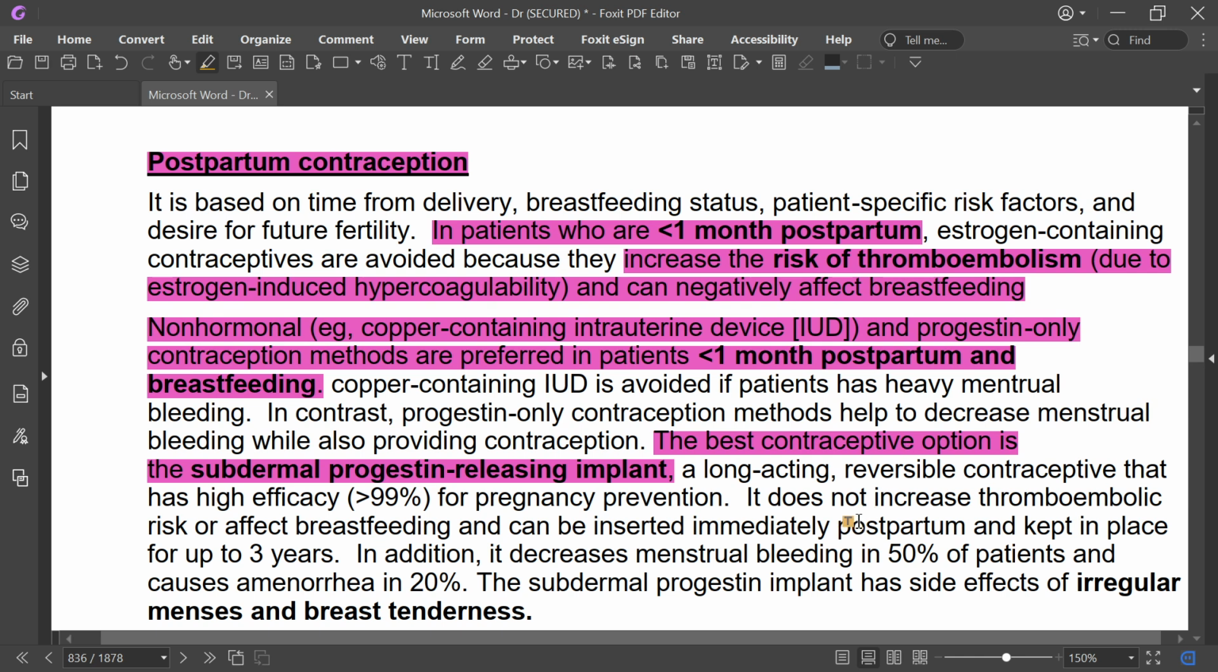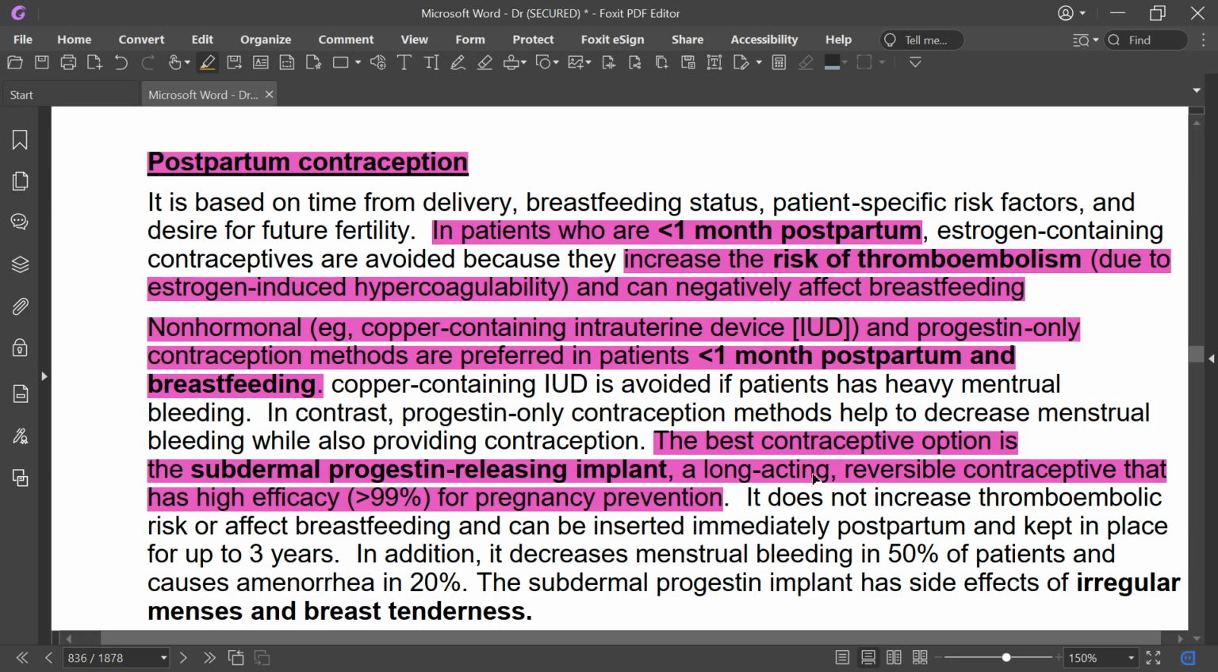It is a long-acting reversible contraceptive that has high efficacy, more than 99% for pregnancy prevention. It does not increase thromboembolic risk or affect breastfeeding, and can be inserted immediately postpartum and kept in place for up to 3 years.